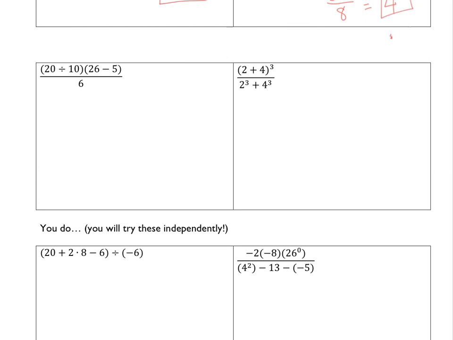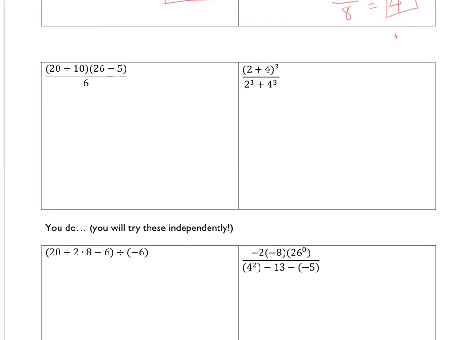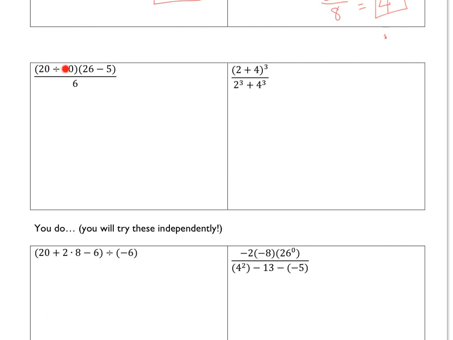This one we're going to do parentheses first. So this is our parenthesis right here and right here. And so 20 divided by 10 is 2 times 26 minus 5 is going to be 21, and that is all over 6, equals 42 over 6, and that is 7.